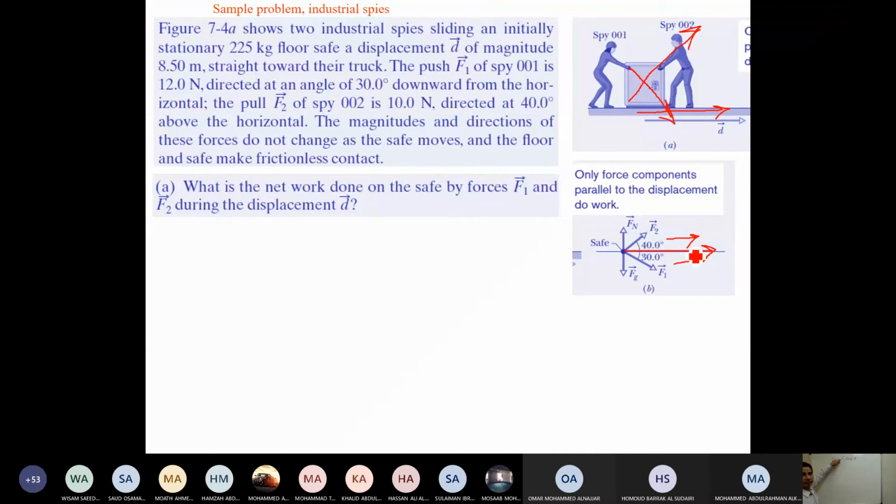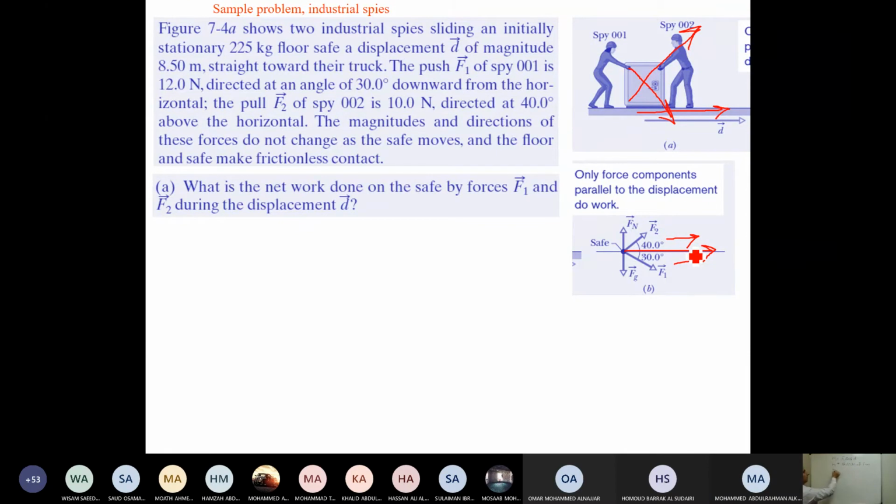The force he applied is how much? It is 12 Newton. And the angle that he is making is 30. And the distance by which they have moved the object is 8.5 meter. Okay, 8.5 meter. So this one will give us the work for the first guy.